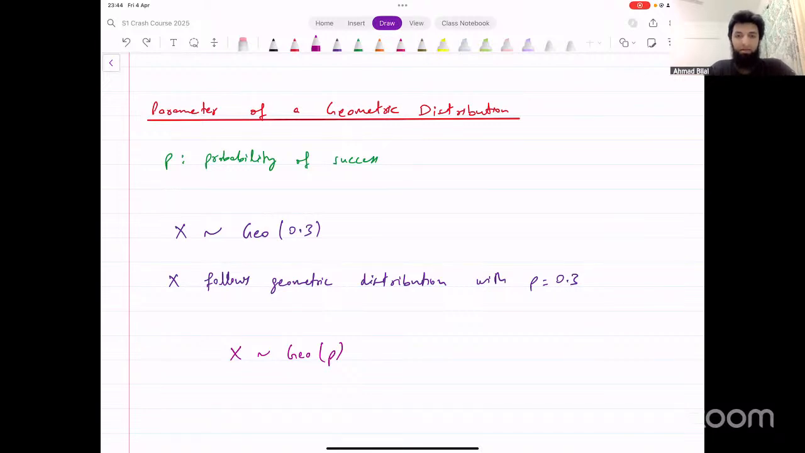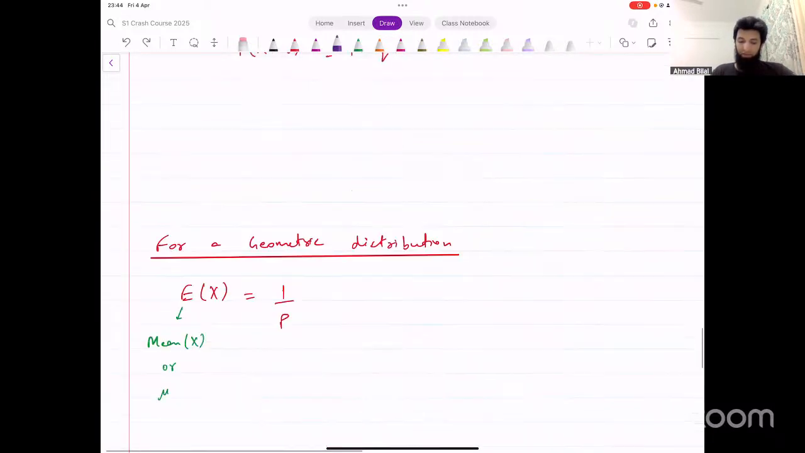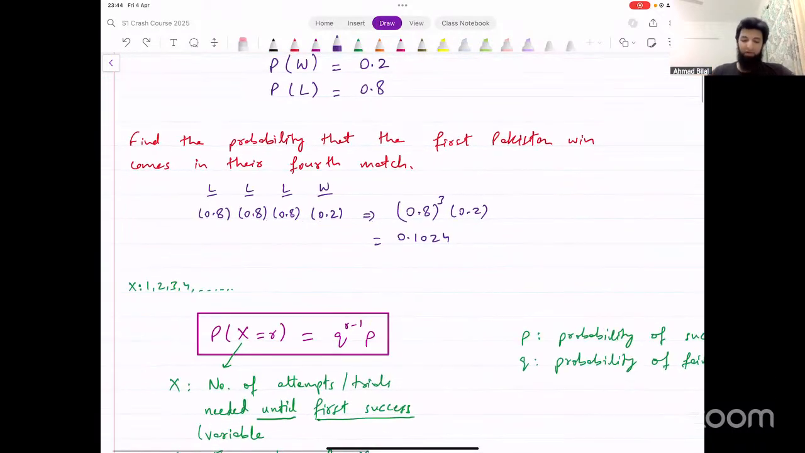Okay, so that's the idea of geometric distribution. These are all the concepts that we have in this. Now let's have a look at some questions on geometric distribution and see how this is going to be applied to those different questions.